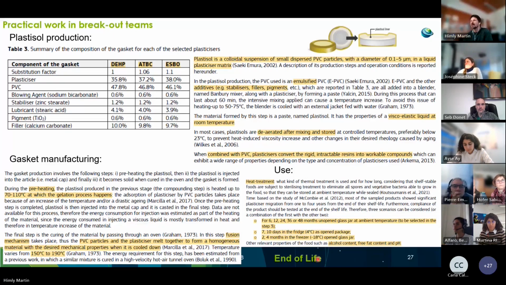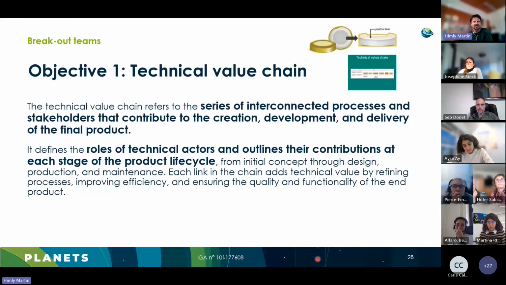Good. So I would say, before we go now into the breakout groups, I will organize that. Let us have a look again by Josephine into the technical value chain definition. Thank you, Martin, for the explanation of the case study.